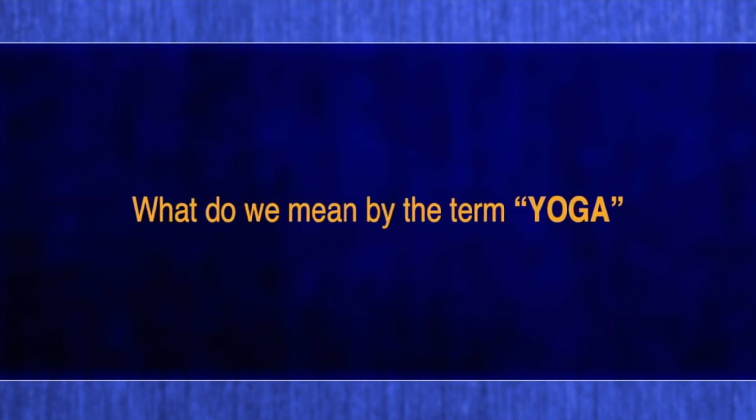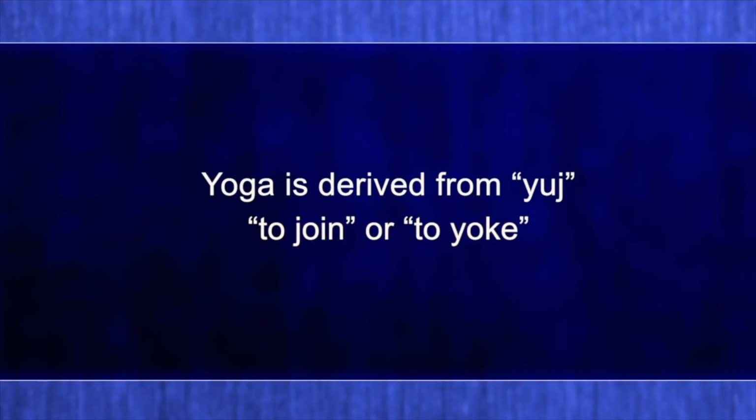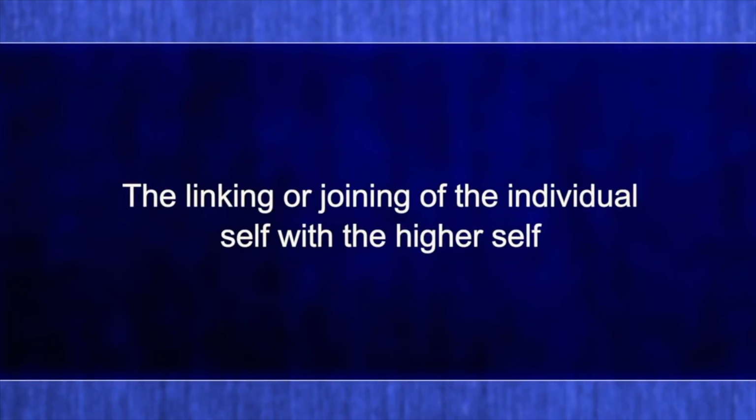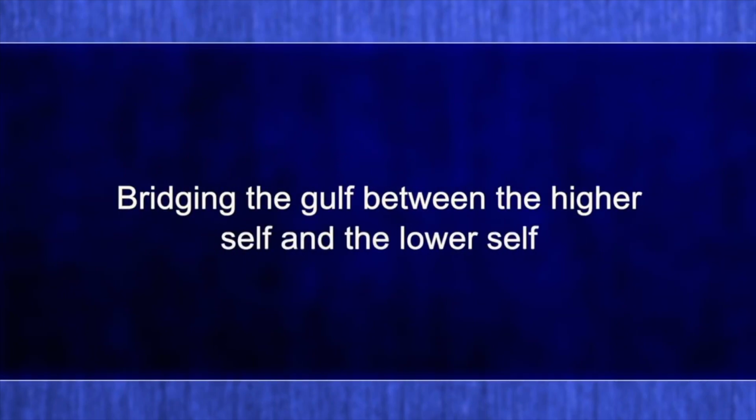First, what do we mean by the term yoga? It's a common practice to derive Sanskrit terms from their roots. Yoga is derived from yuj, meaning to join or to yoke. Hence, the term yoga conveys the sense of union, the linking or joining of the individual self with the higher self. In other words, the system of yoga suggests the methods of bridging the gulf between the higher self and the lower self.